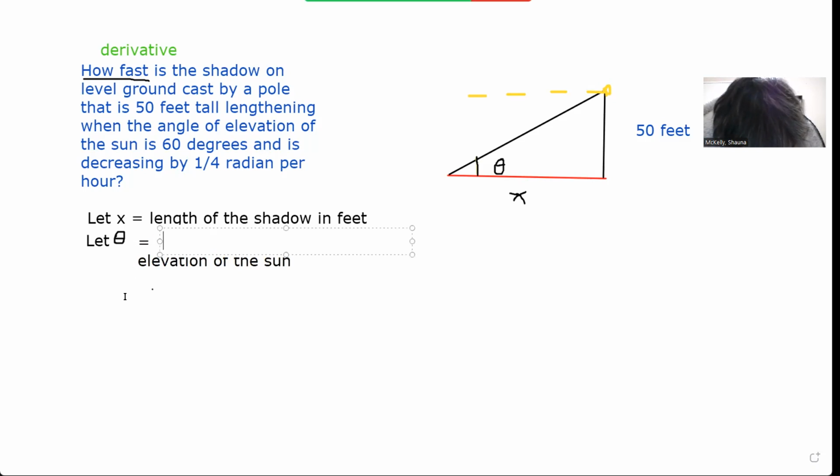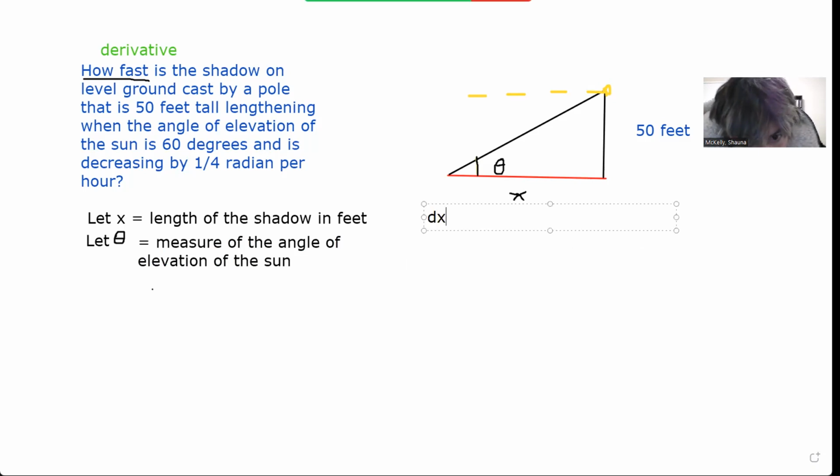Now you say, well, but I thought it was 60 degrees. It's 60 degrees at the moment we're talking about, but this angle changes with time, so it's variable. The height of the pole doesn't change. The length of the shadow and the size of the angle are changing. So I've got two variables once again, and correspondingly, I have two rates of change.